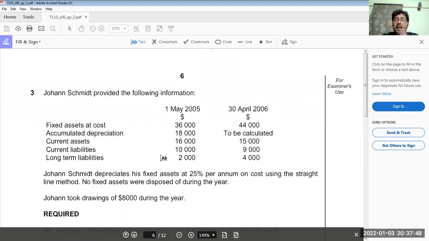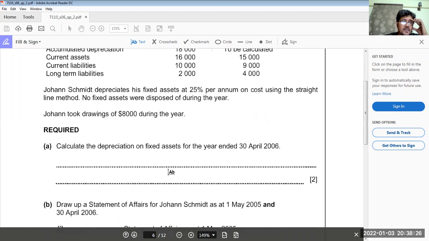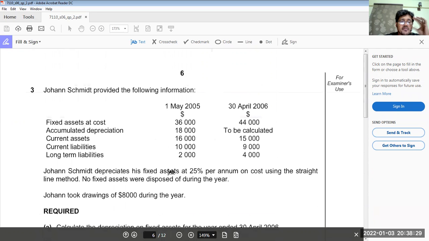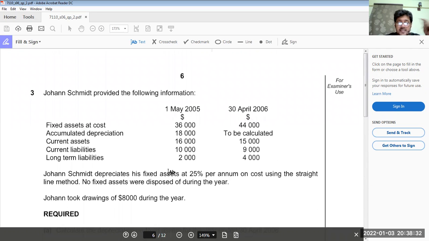Now, how do we identify that this is a question of pure single entry? In mixed single entry, you are always given the bank account, the cash at bank T account, a receipt and payment account from the bank. In pure single entry, you are just given the accounting information at the start of the year and at the end of the year only. There is no bank account, nothing is given. Getting my point clear? So this is a question of pure single entry. John Smith provided the following information on 1st May 2005 and 30th April 2006.